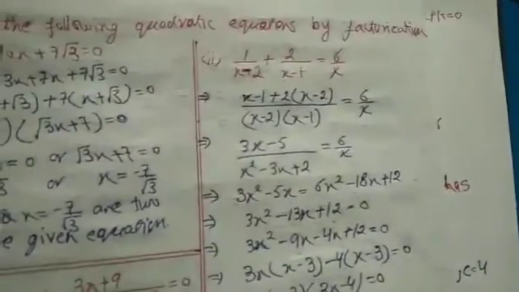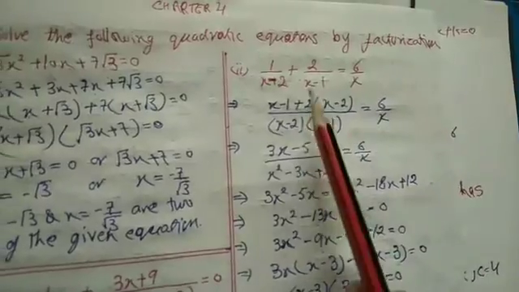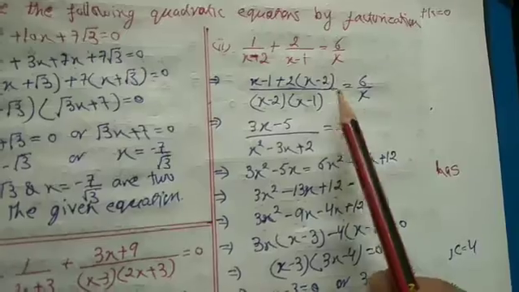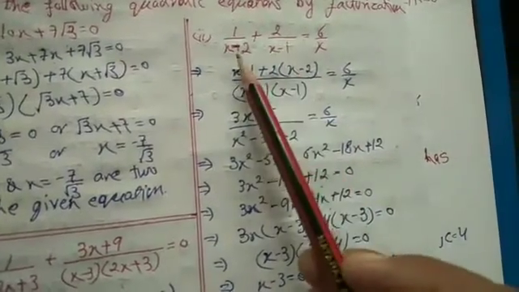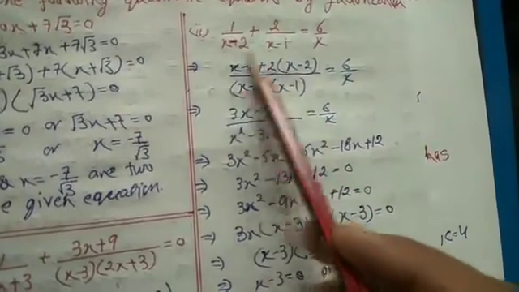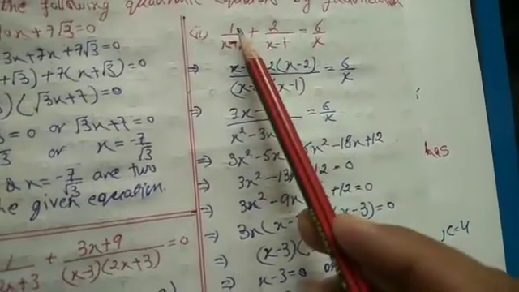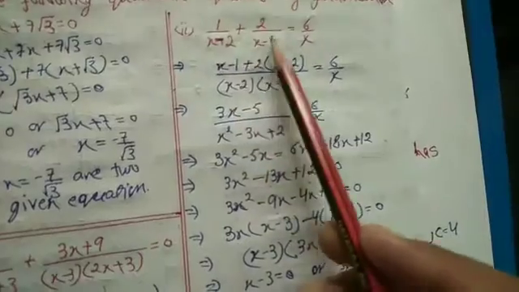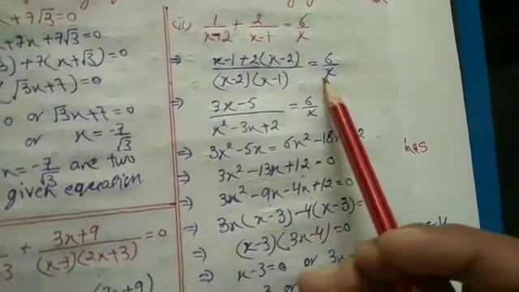Now after this, if we see the next part, that is part second, it is 1 over x minus 2 plus 2 over x minus 1 is equal to 6 upon x. So how to solve this? First we take the LCM of the left hand side, so x minus 2 into x minus 1. Now doing the cross multiplication, because we have different denominators here, so 1 into x minus 1 and 2 into x minus 2 is equal to 6 upon x.